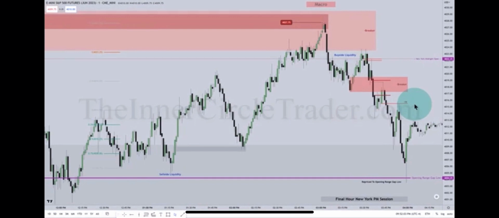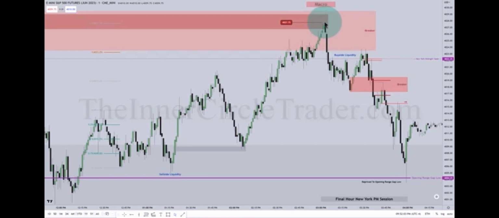The last hour of trading for the New York session, or final hour New York PM session. Here's that 4027.75 level, and the macro that starts at 2:50 to 3:10. That means there's going to be a move that begins there.